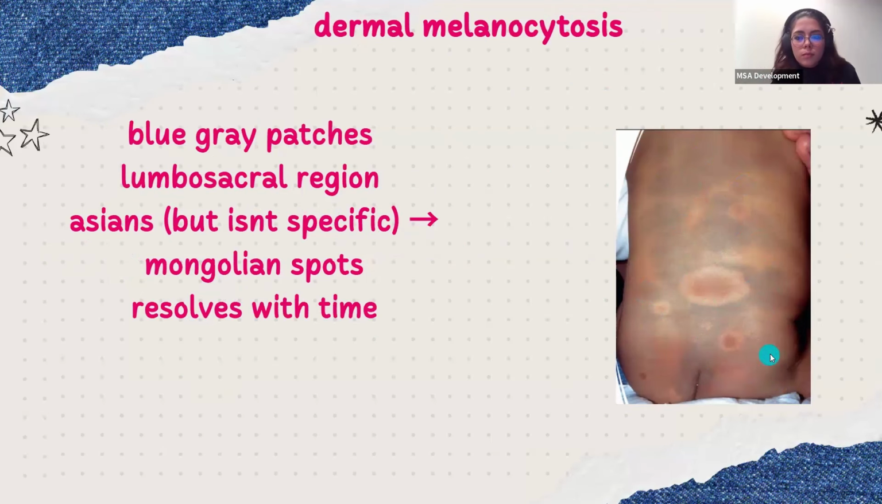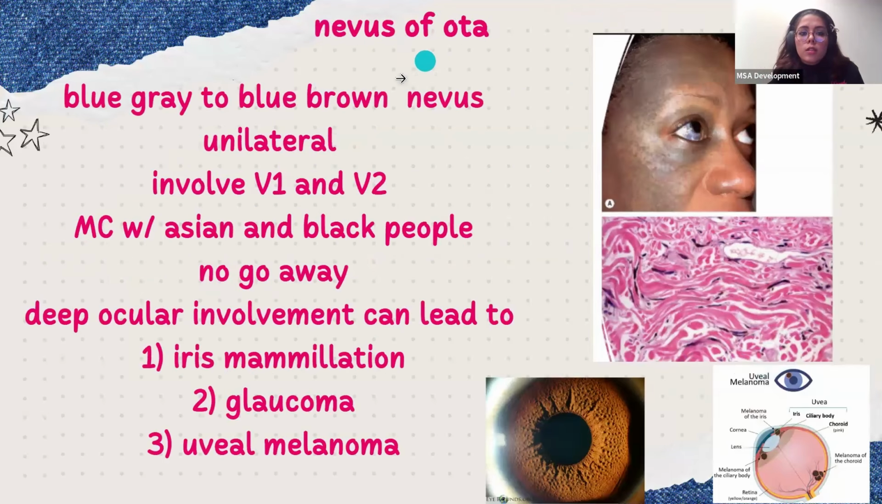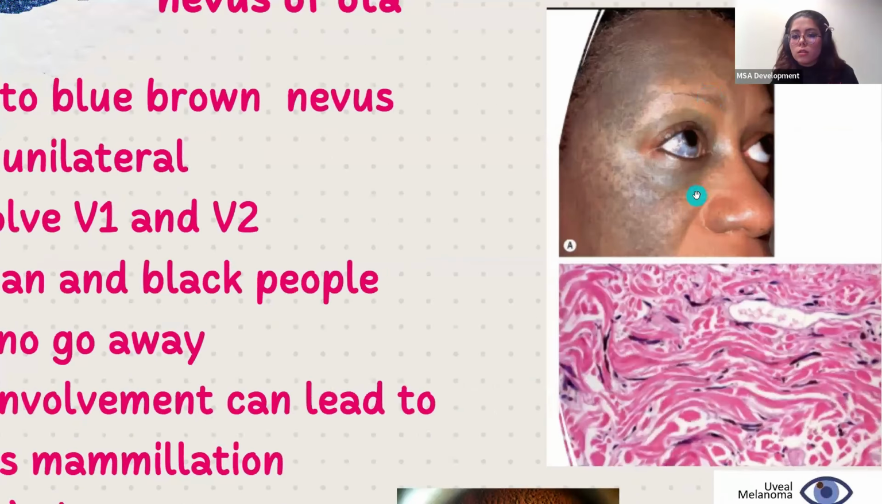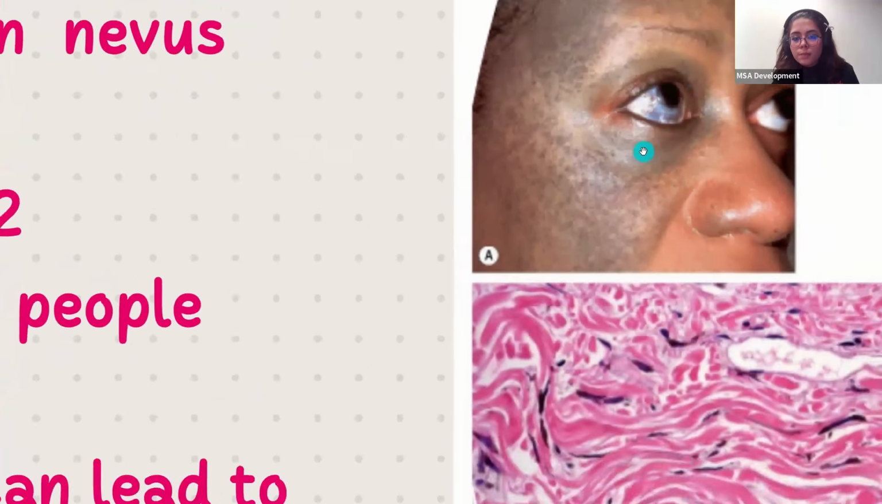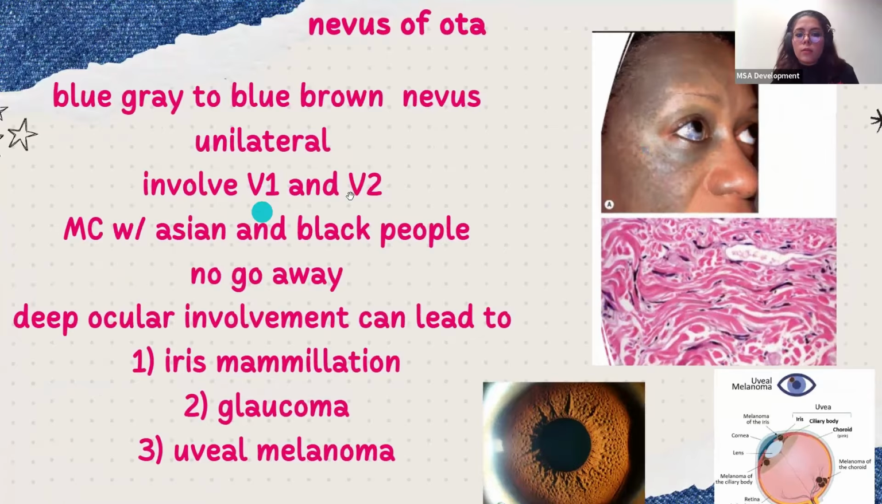Again, recall. Nevus of Ota is a blue-gray to blue-brown nevus, and it's unilateral. Okay, this is the nevus. It involves V1 and V2. These are branches of the trigeminal nerve, and it's most common in Asian and Black people. It doesn't go away. There's deep ocular involvement, i.e., it's very involved in the eye.